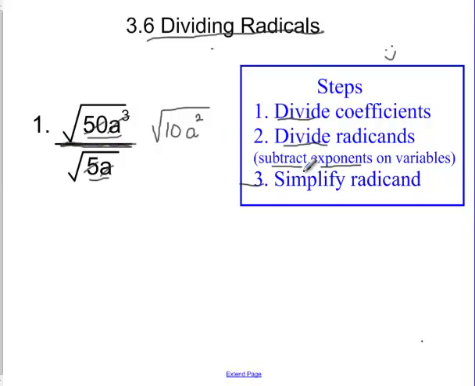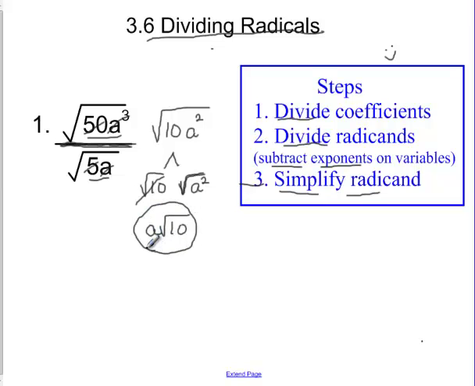So now we are at the step where we simplify the radicand. So that means radical 10 gets its own house because there are no perfect squares that go into 10, so we can't break it down. And the variable a squared gets its own radical. Like we just heard, we can't take the square root of 10, but we can take the square root of a squared, and it's a. So there's my final answer, a radical 10.